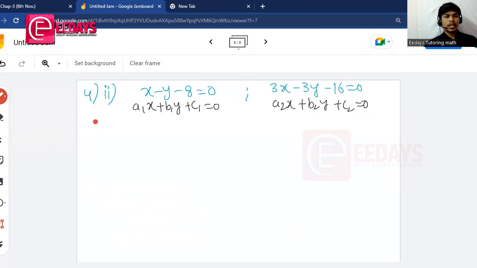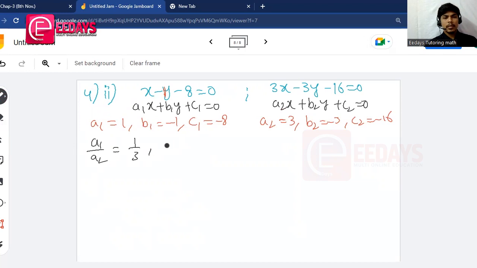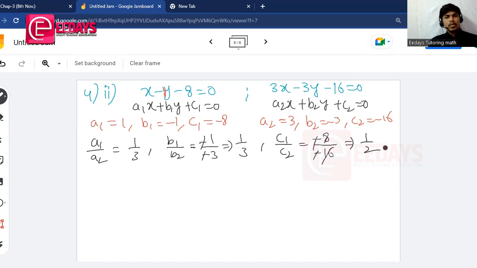Now you just do the comparison. That is a1 is equal to 1 and b1 is equal to minus 1. You should consider the signs also. c1 is minus 8. a2 is equal to 3, b2 is equal to minus 3, c2 is equal to minus 16. Let's write the ratios. a1 by a2 is 1 by 3. b1 by b2 is minus 1 by minus 3; minus minus gets cancelled, so you are left with 1 by 3. And c1 by c2 is minus 8 by minus 16; minus minus gets cancelled, 8 ones are 8, 8 twos are 16, that is 1 by 2.